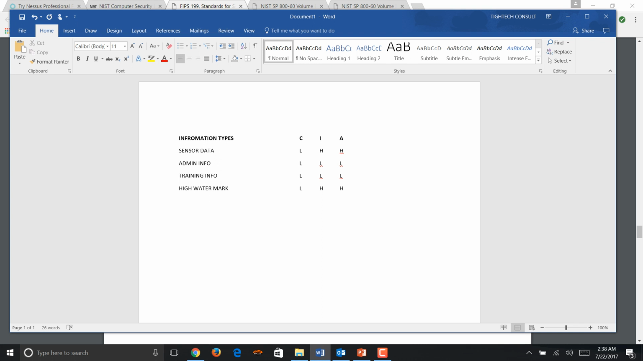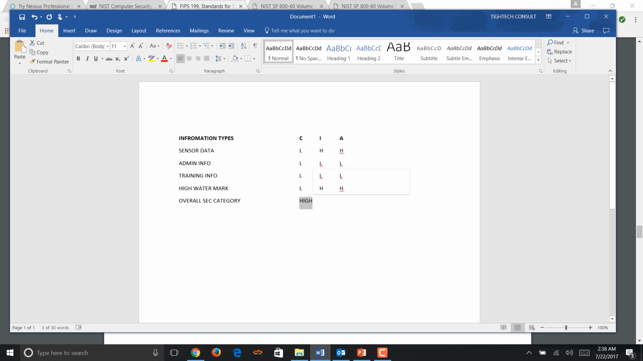So from our high watermark, we will be able to determine the overall security category of this system. So the overall security category for this system will be what? Will be high. While looking at it this way, it shows us the one with the highest impact value is high. From the high watermark, you'll be able to determine the overall security category of the system.